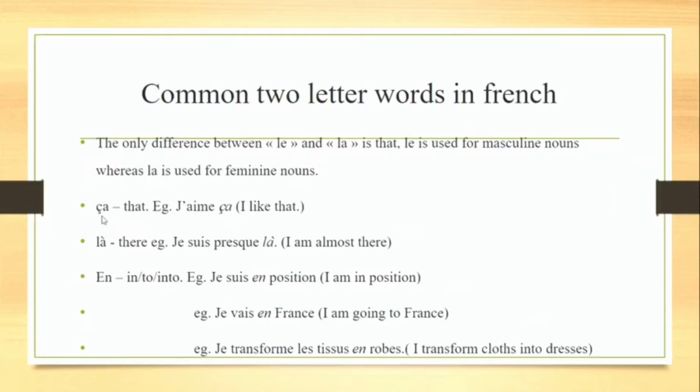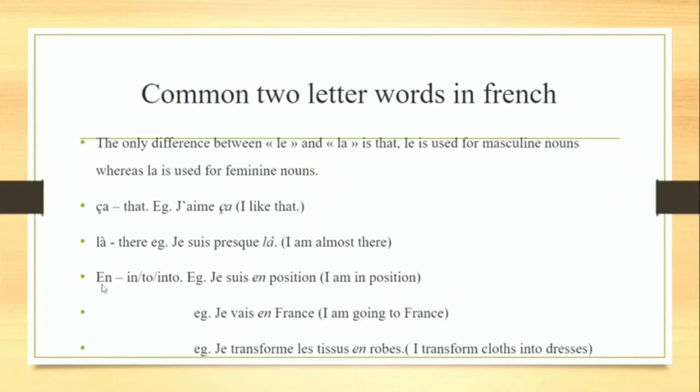Ça. I hope you remember ça from lesson 1. It means that. So for example, j'aime ça. I like that. The last but one word is là. Là this time round is not an article. It is an adverb, which means there. It can also mean over there. Example, je suis presque là. I am almost there.